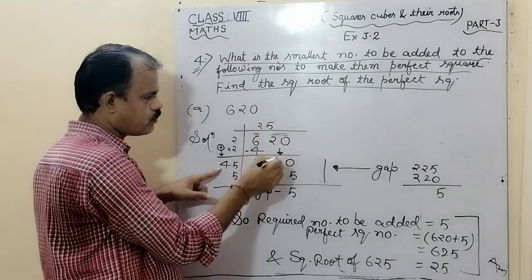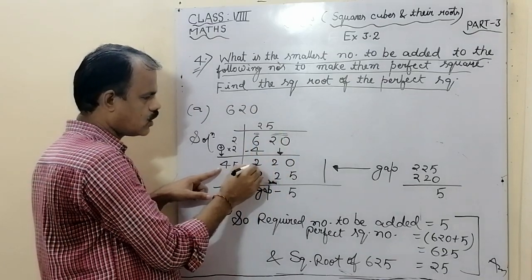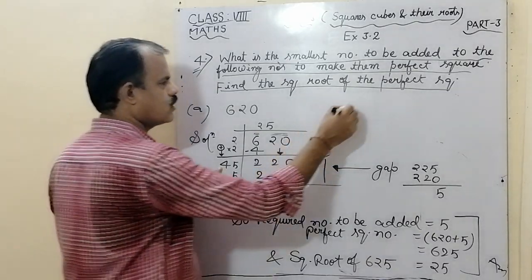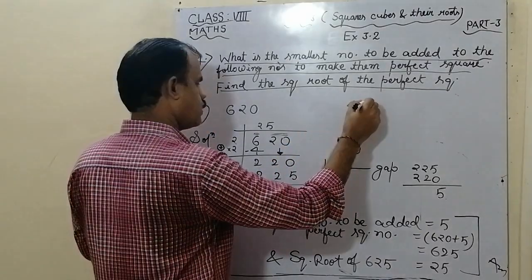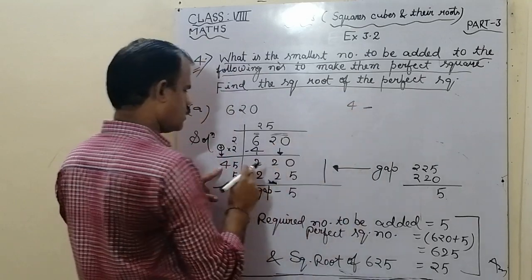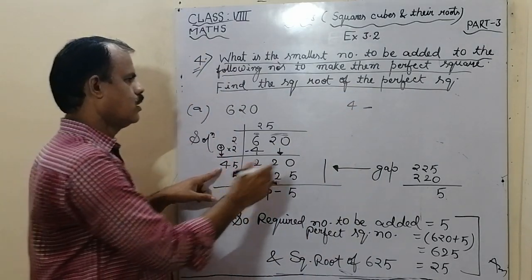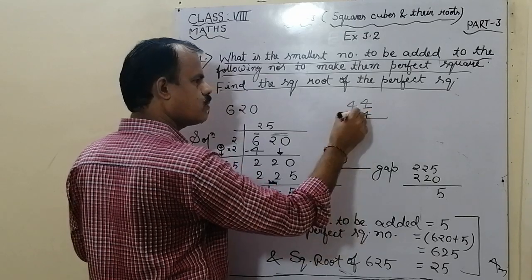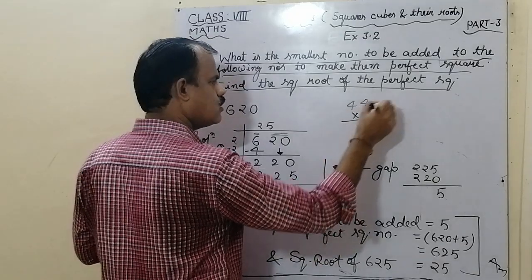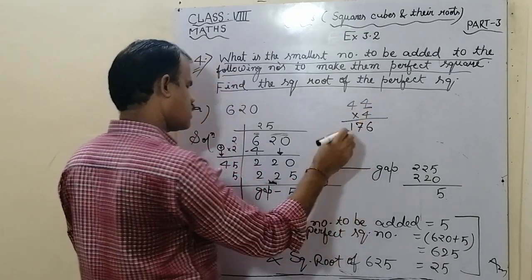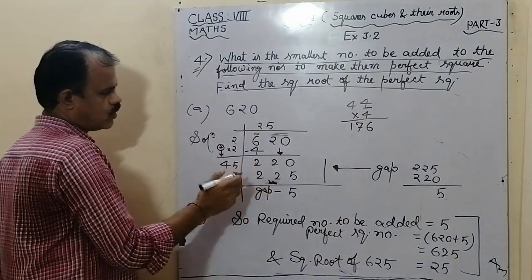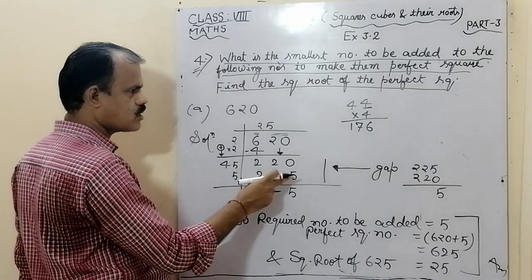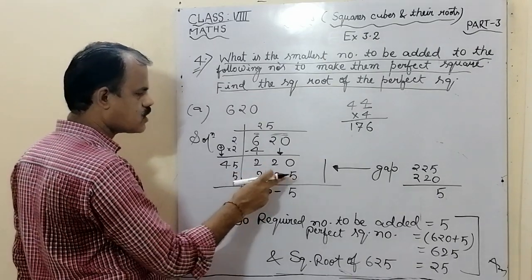Now we have 4, and this 2 and this 20 is the pair, so the total number is 220. What number do we have to put in place here? Suppose we take 4, so we multiply by the same number: 4 times 4 is 16, 44 times 4 is 176.